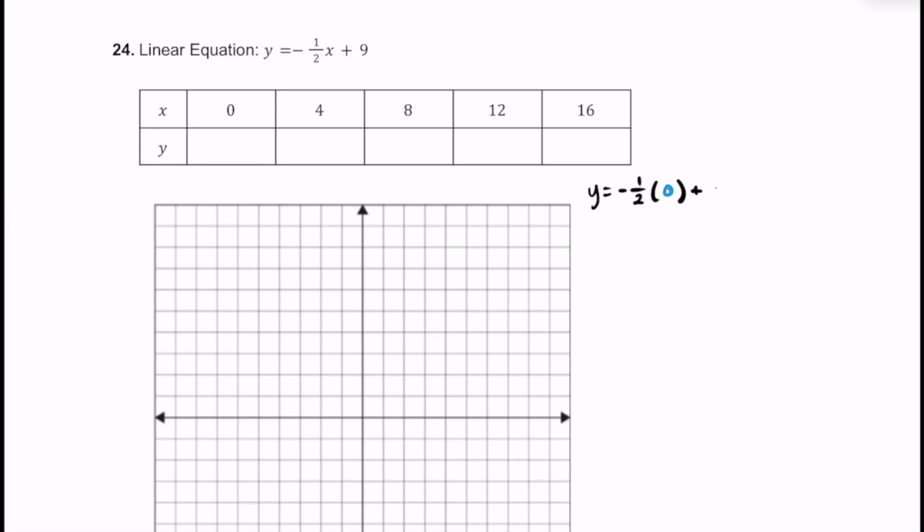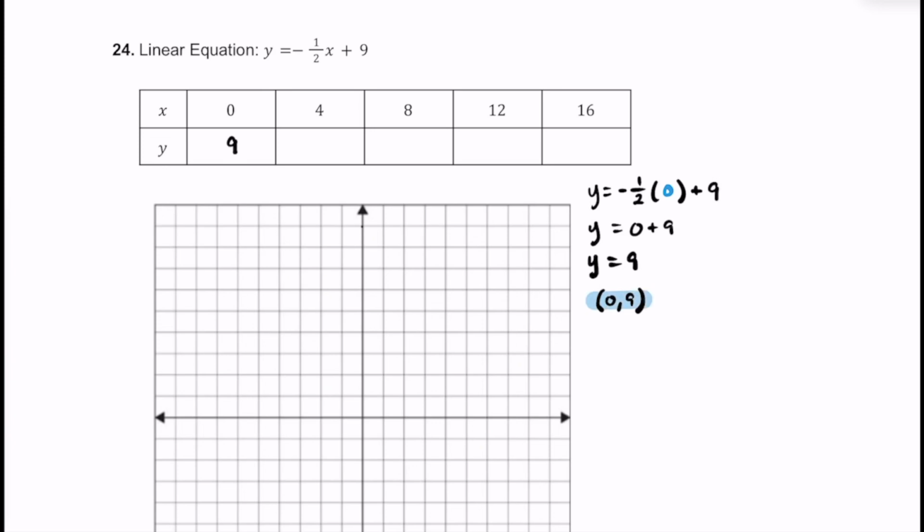So what's negative 1/2 times nothing? That's still going to be 0. So we can go ahead and say that's going to be 0 plus 9. 0 plus 9 is going to be 9. So if x is equal to 0, then y would be equal to 9. And that kind of makes sense because that's our starting value, right? So we're going to say 0 comma 9. That would be a point on our graph.